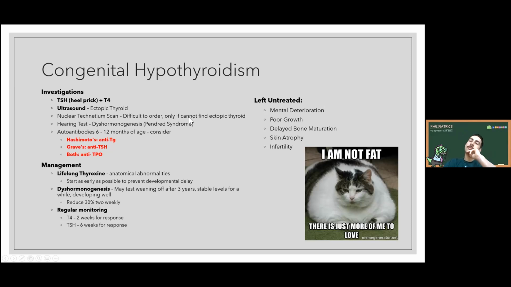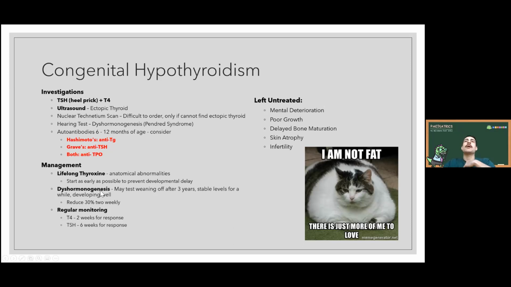There's a syndrome called Pendred syndrome, which is linked with dyshormonogenesis and loss of hearing. So you might do a hearing test. That's just a buzzword to remember. But if you get hypothyroidism around 6 to 12 months and you're thinking more of an antibody picture, then you test these antibodies for Hashimoto's and Graves'.